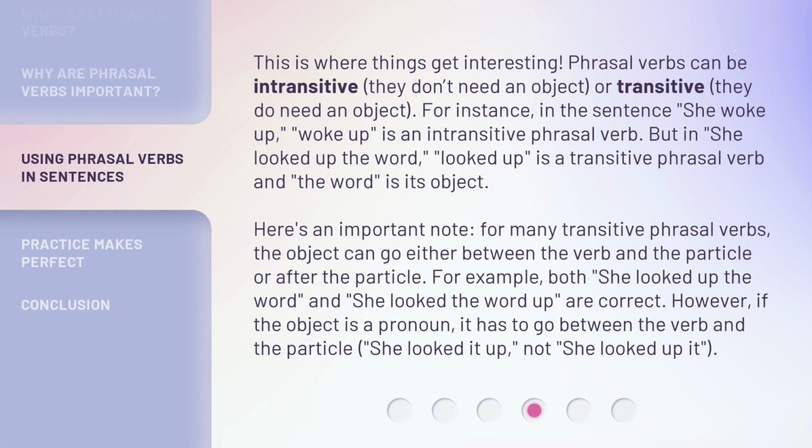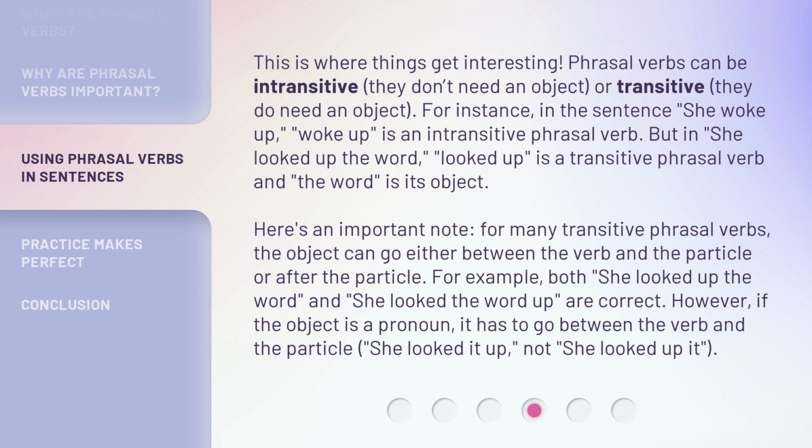This is where things get interesting. Phrasal verbs can be intransitive, they don't need an object, or transitive, they do need an object. For instance, in the sentence, she woke up, woke up is an intransitive phrasal verb. But in, she looked up the word, looked up is a transitive phrasal verb and the word is its object.